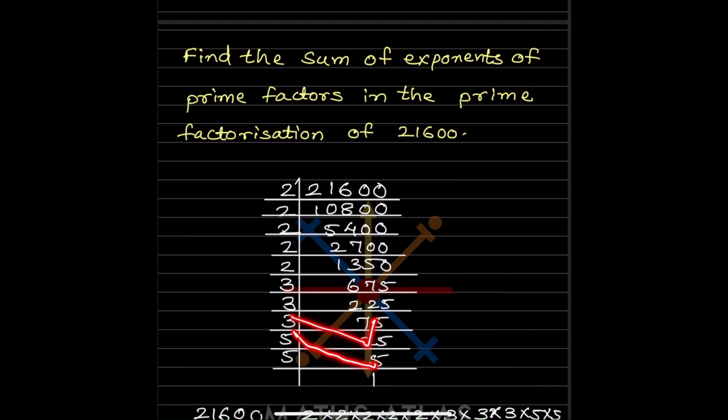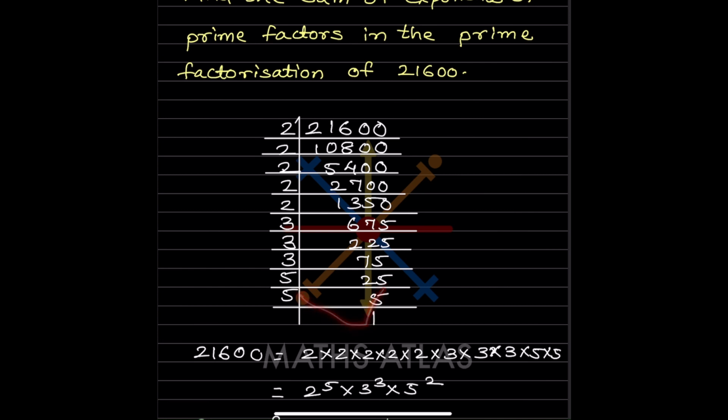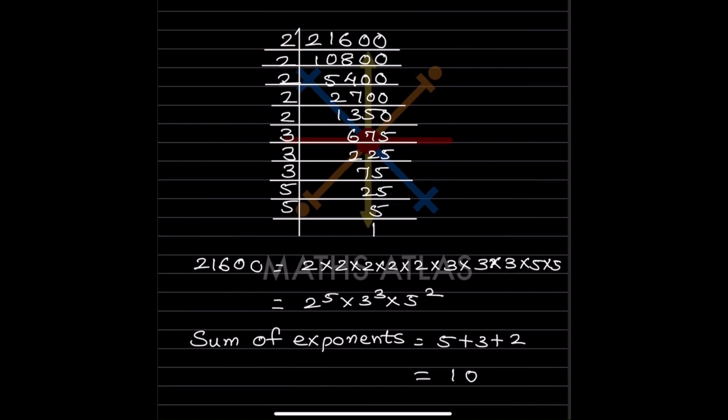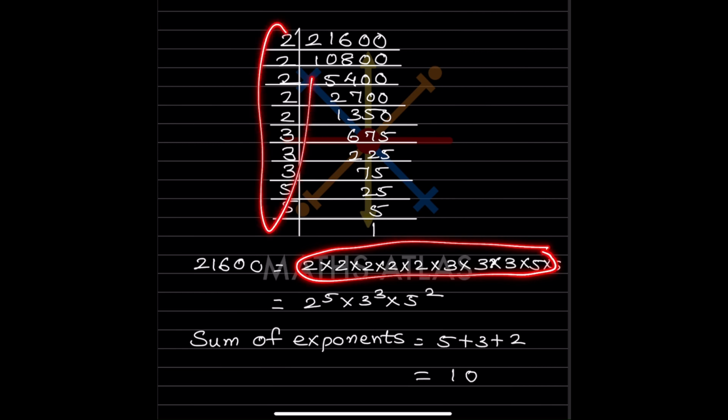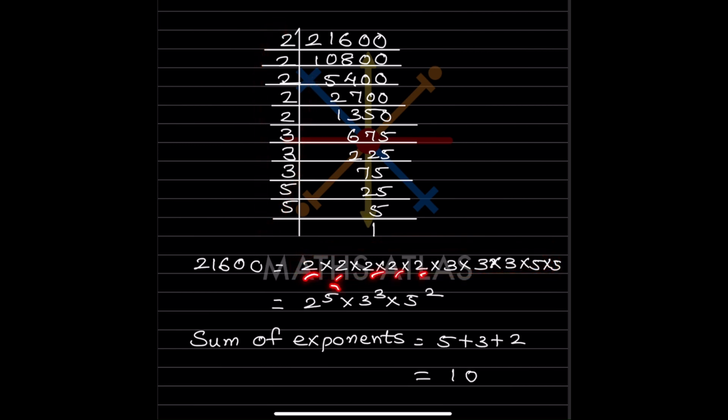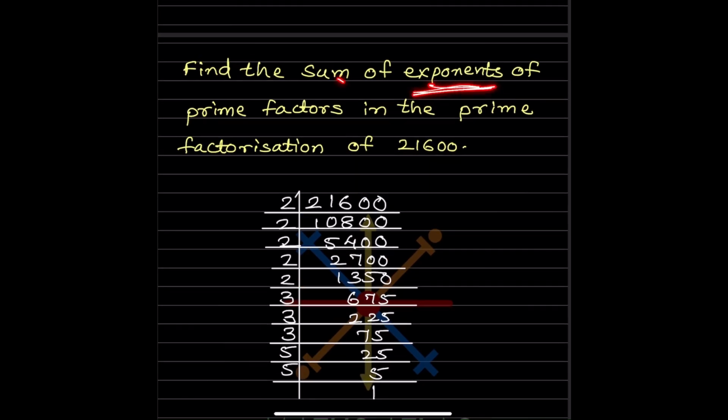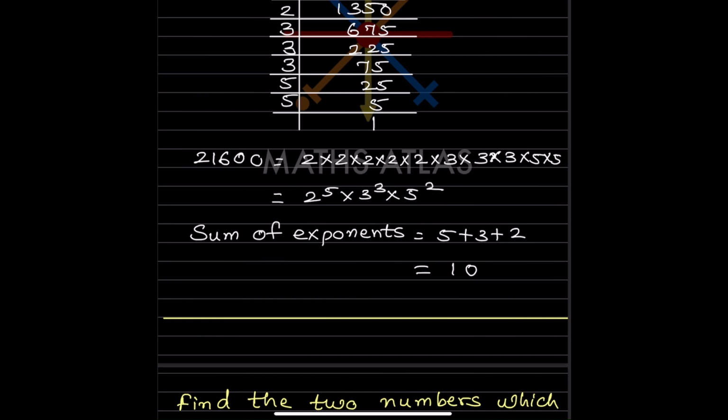So 5 into 5 is 25, and that will be 5 and 5. So these are the factors. Now same thing you will write here: 1, 2, 3, 4, 5. So you write 2 raised to 5, 3 raised to 3, and 5 raised to 2. Why did you write in this way? Because they said to find the sum of exponents, so we write in the form of exponents. Sum of exponents means this is the base, so you have to add the exponent part, not the base. So you will add the exponents 5 plus 3 plus 2. That is 10. So this step is important.